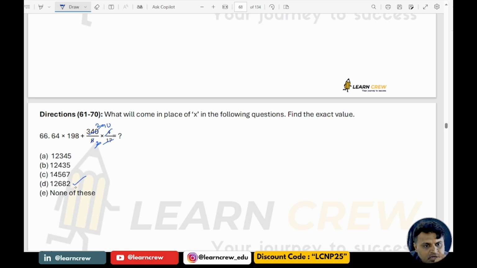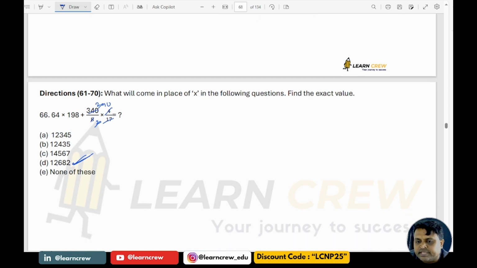In this option, if you see here, there should be 2 in the last digit. Am I correct? 4 8 32. 32 here you are getting 0. So thereby 2 must be the last digit. The only option with 2 in the last digit is 12682, and the digital sum also, if you check, 8 plus 1, 9 cancel, 6 plus 2 plus 2 is 10 means 1. The digital sum 1 is coming only in this option with last digit 2. So answer is option D.